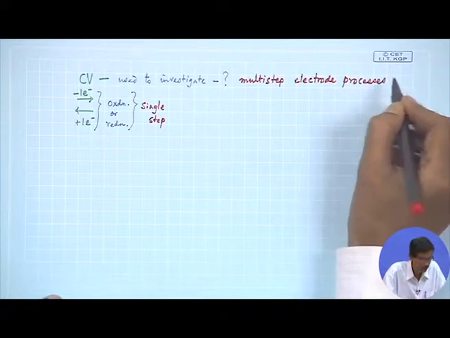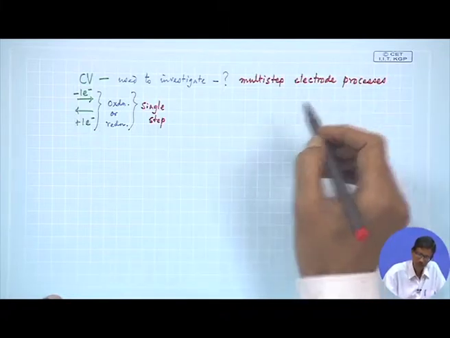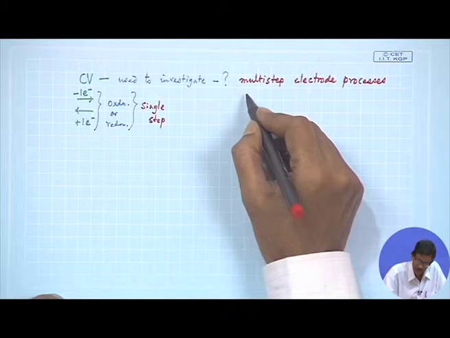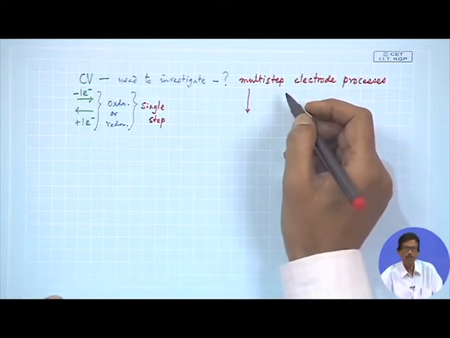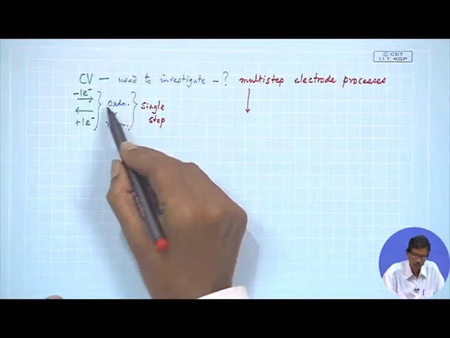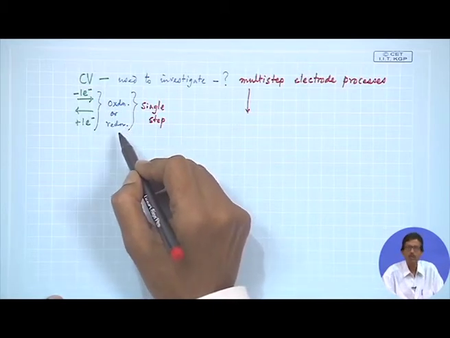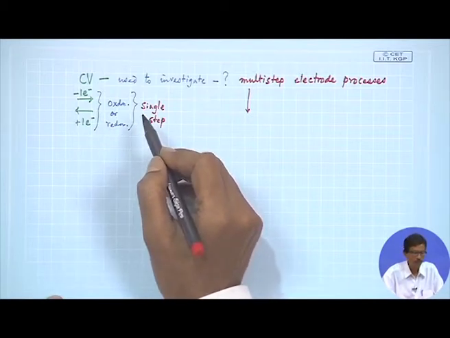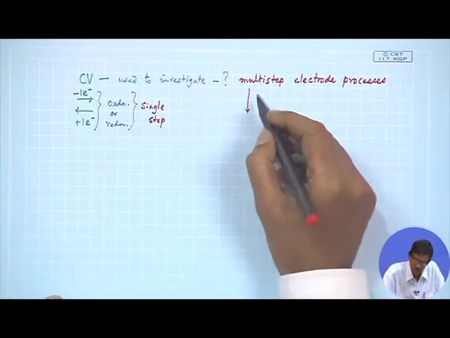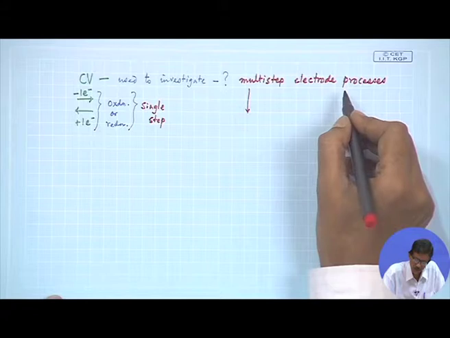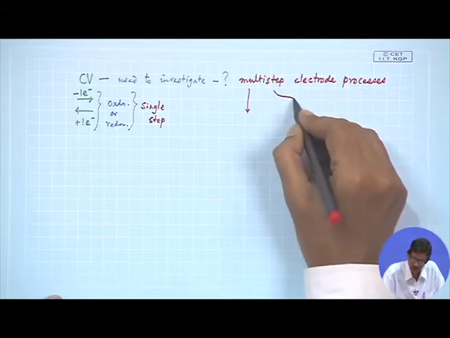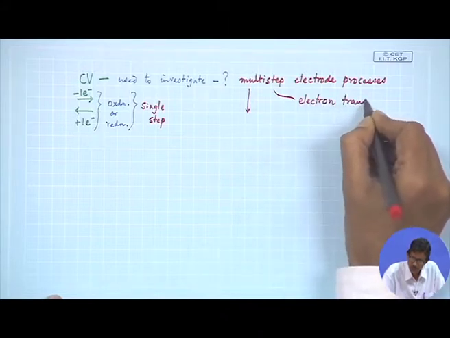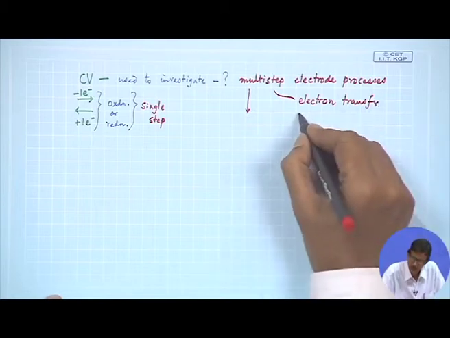So, multi-step electrode processes we can consider, that means one electron transfer followed by another electron transfer, all these things can happen. And there is always a chance, we all know, that if the corresponding oxidized or reduced species are not very stable in the solution, they can undergo some further reactions. These multi-step electrode processes are nothing but multi-step electron transfer reactions.